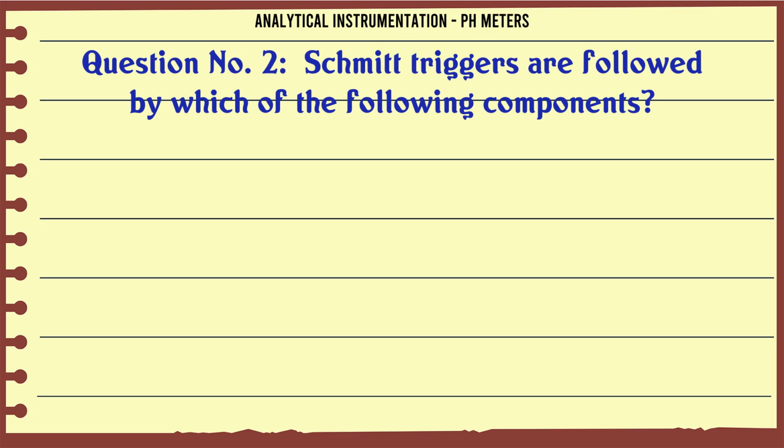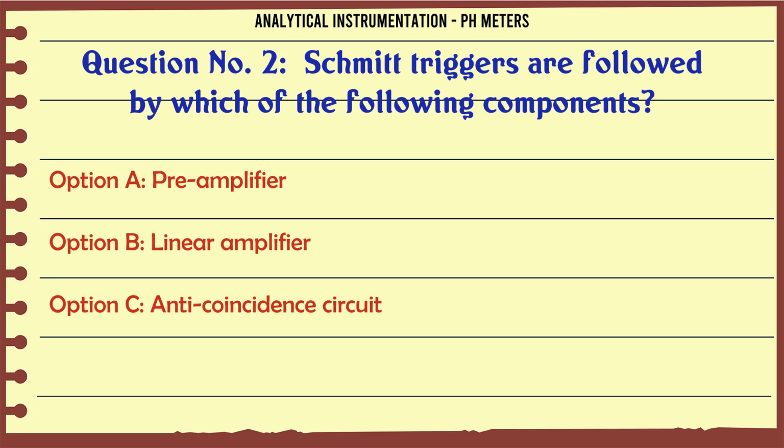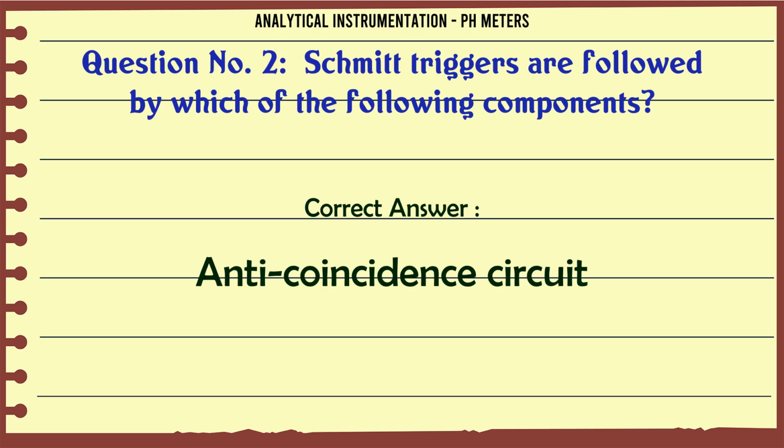Schmidt triggers are followed by which of the following components? A. Preamplifier. B. Linear amplifier. C. Anti-coincidence circuit. D. Discriminator. The correct answer is anti-coincidence circuit.